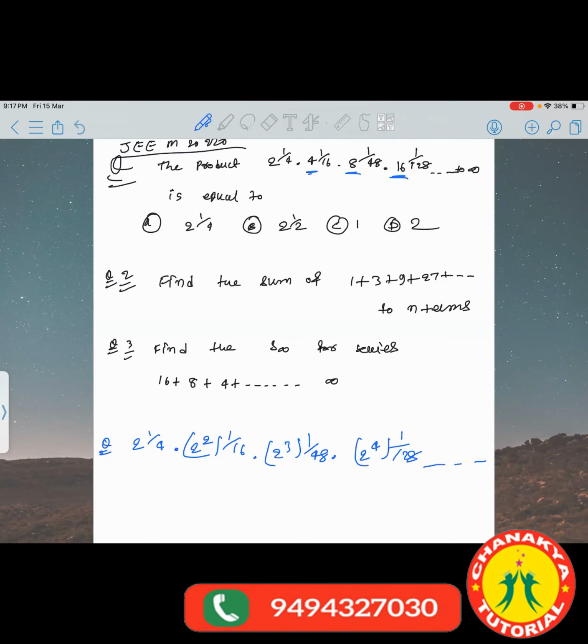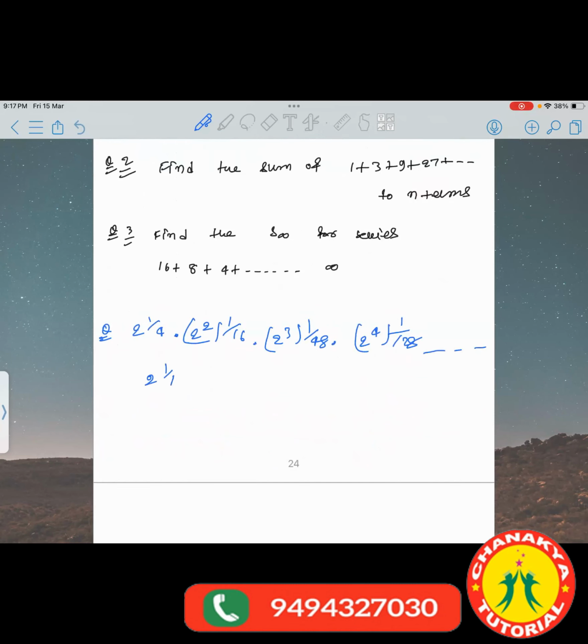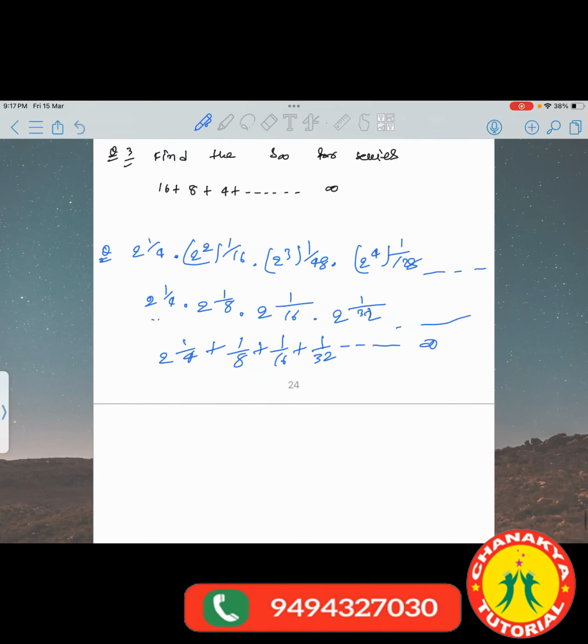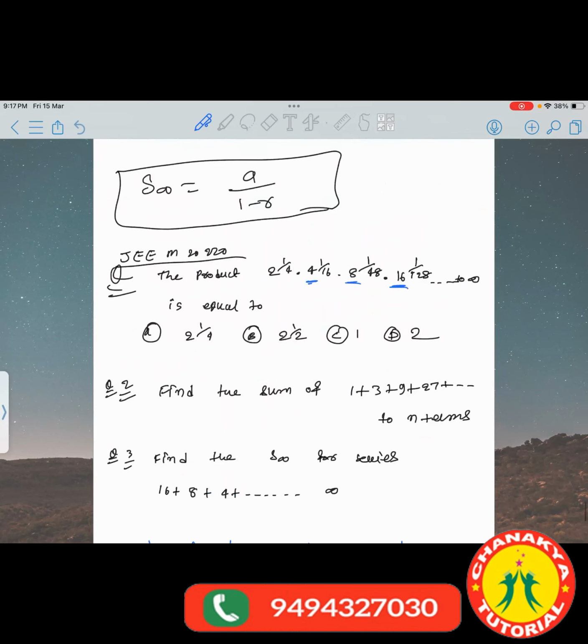Now up to infinity. So 2 power 1 by 4 into 2 power 1 by 8, right? Into 2 power 1 by 16 into 2 power 1 by 32, like that. So now the base is the same, so we add the powers: 1 by 4 plus 1 by 8 plus 1 by 16 plus 1 by 32 up to infinity, right? It is asking up to infinity terms.